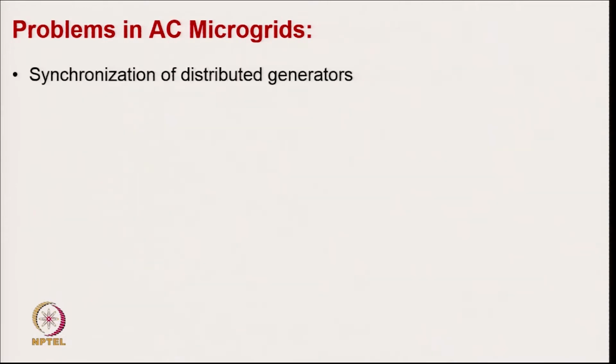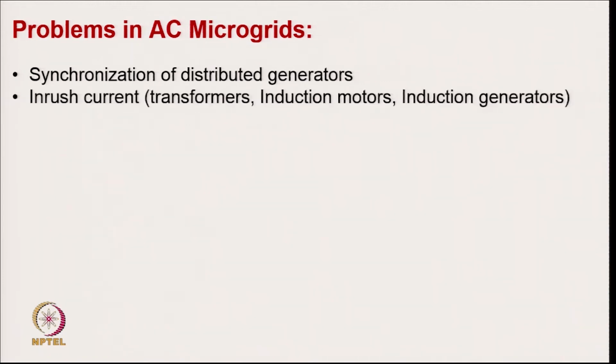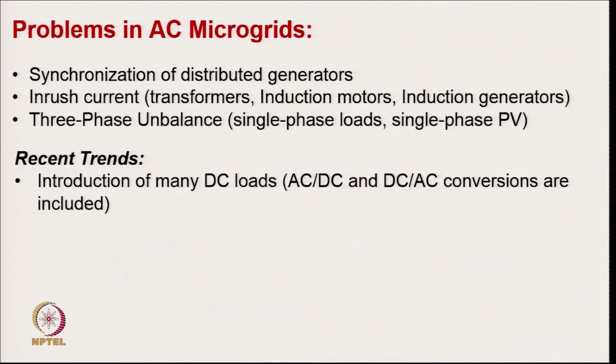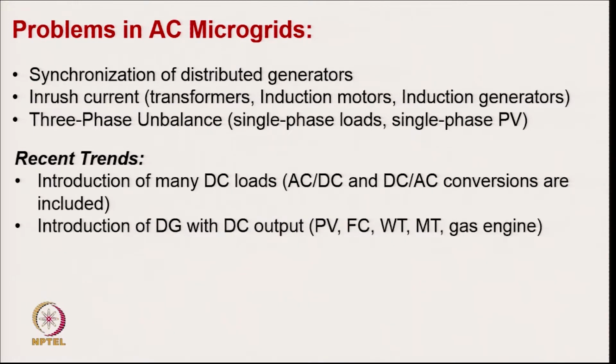And of course, coming to the problems in an AC microgrid: the synchronization of distributed generators, inrush current problems with transformers, induction motors and induction generators, and 3 phase unbalance due to single phase loads and single phase PV generation. And recent trends are the introduction of many DC loads, so AC to DC and DC to AC conversions are included.